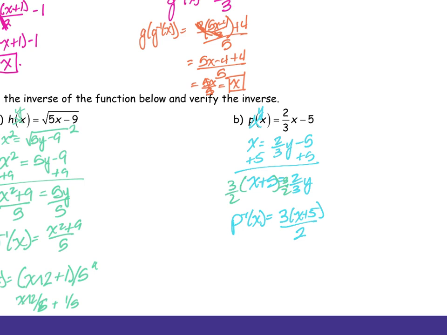Somebody distributed the 3, which is fine. I think somebody wrote it as 3x halves plus 15 halves. Is that the same thing? Well, yeah, it is. Just take that 3 and distribute it through, divide by 2. That's the same thing, right? As long as they're equivalent, you are golden. Okay? Are we okay with that? Questions?